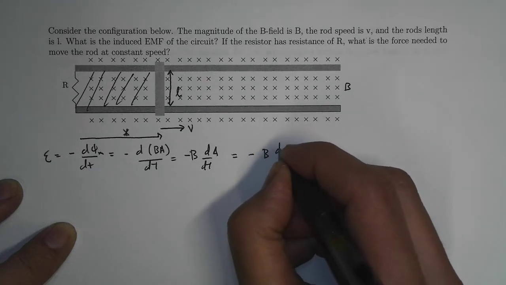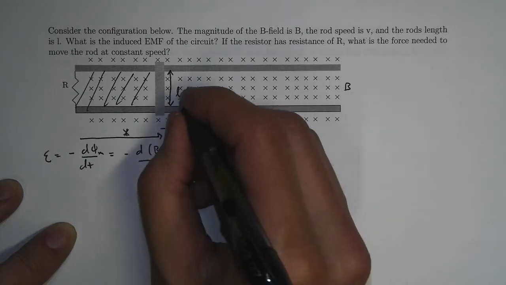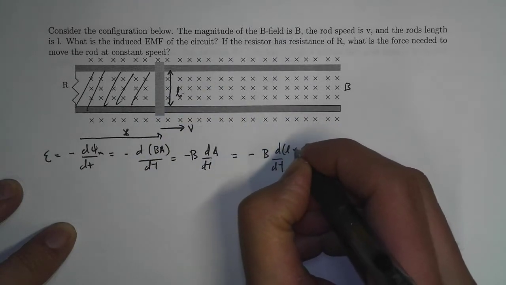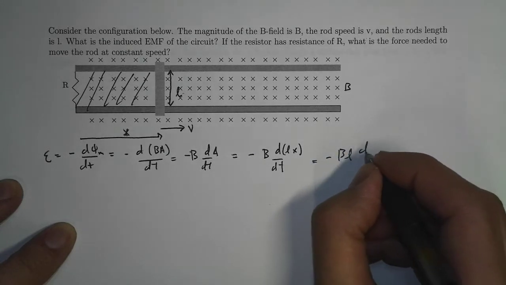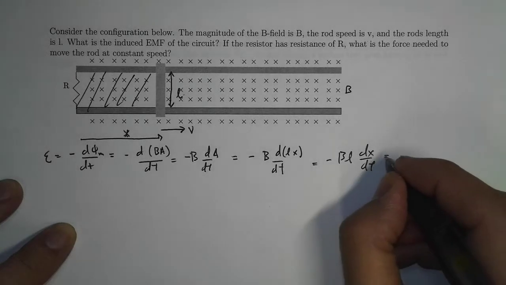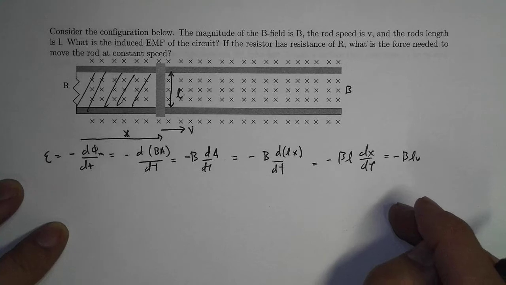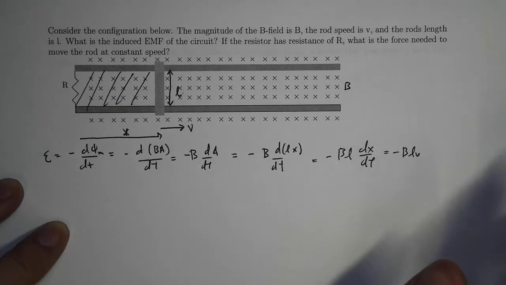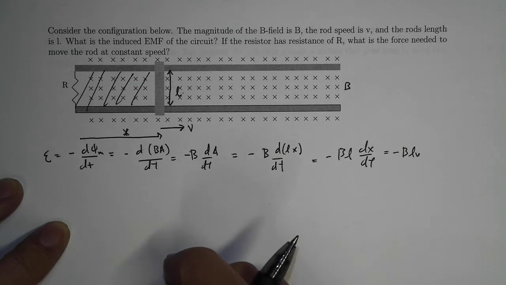times d of the area. What's the area of this rectangle here? Well, this is just going to be L times x, but L is a constant, so it's going to be minus BL dx/dt. And what is dx/dt? But velocity. So this is basically minus BLV. Alright, now this formula you've probably seen in class already, but it's helpful to derive this chain of logic to see how this is arrived at.